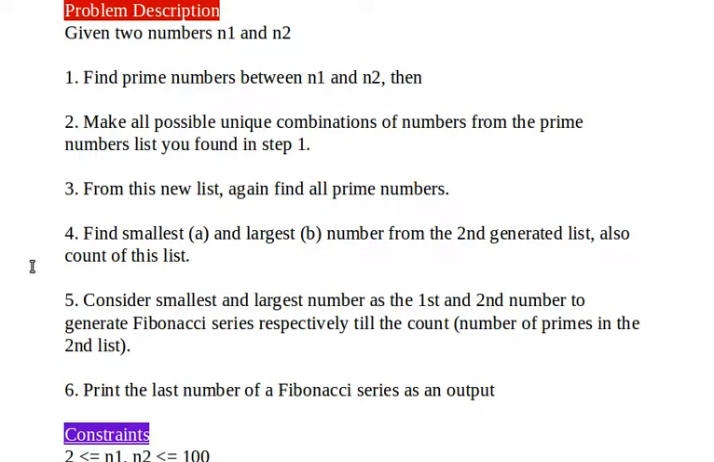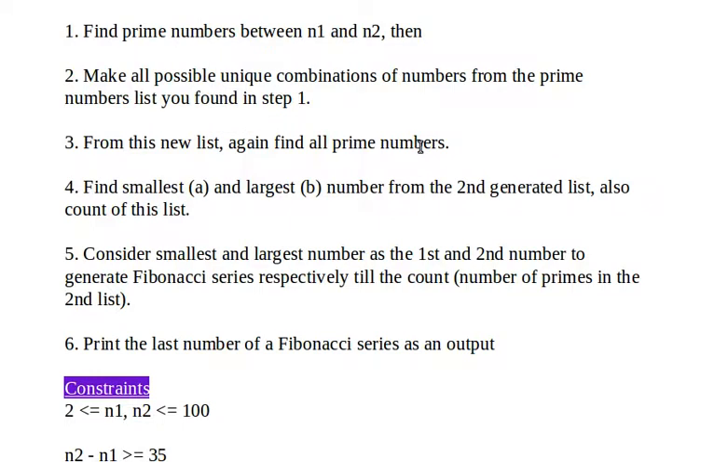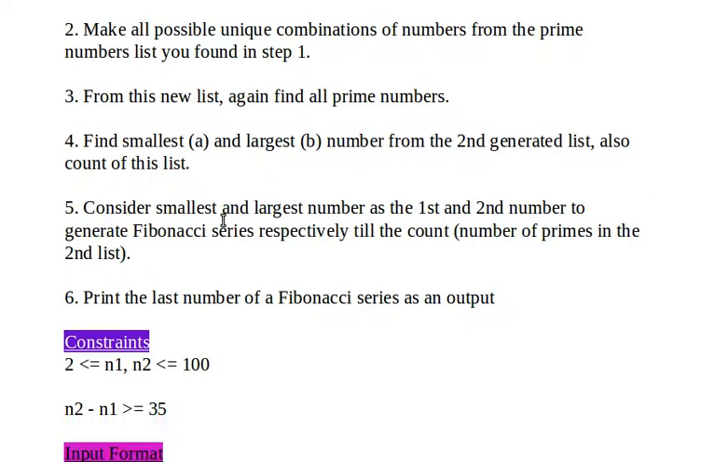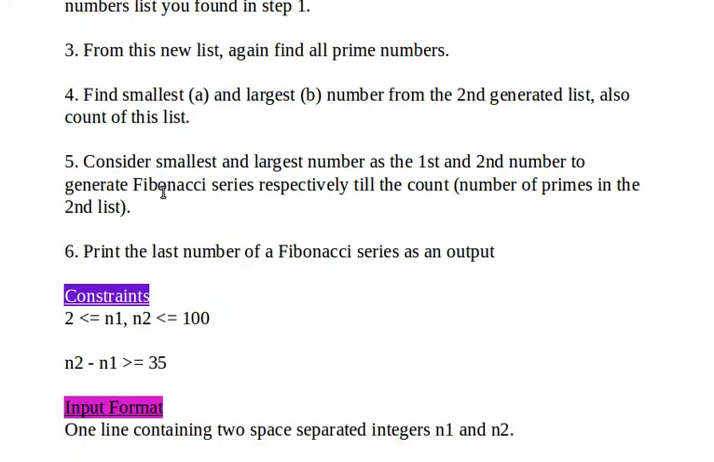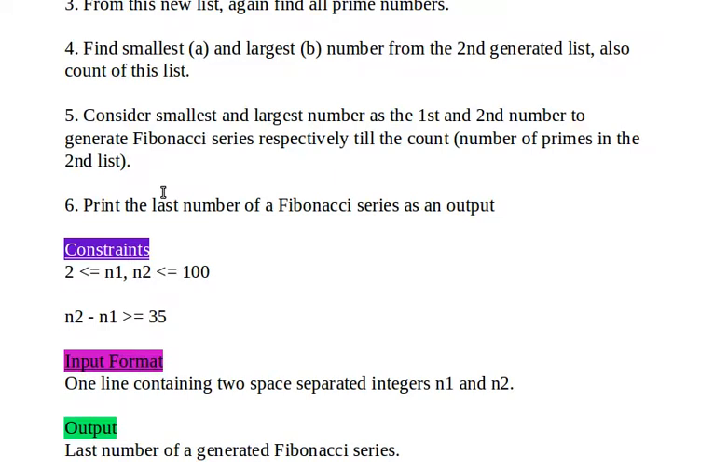We will be given two numbers and we need to first find the prime numbers in the range, and then combine them to make another list. This is the second step. Coming to the third step, we need to extract the prime numbers, and from these prime numbers we need to again extract the minimum and the maximum prime number, and making these the starting two numbers, we need to construct a Fibonacci series. So hope you understood. Let's look into the input format.